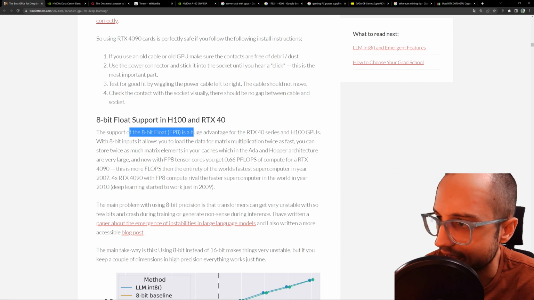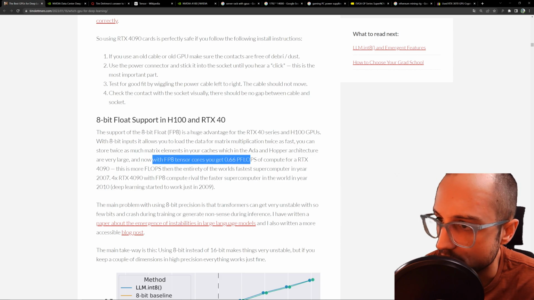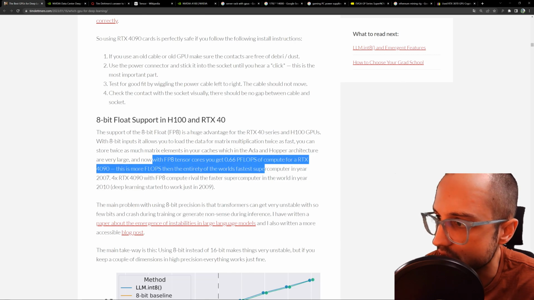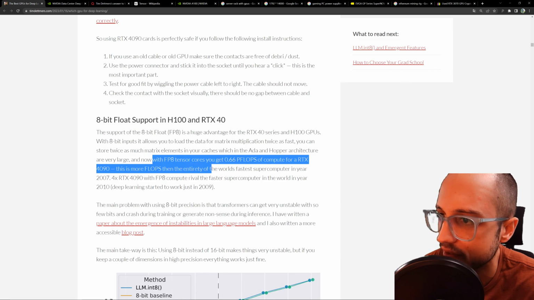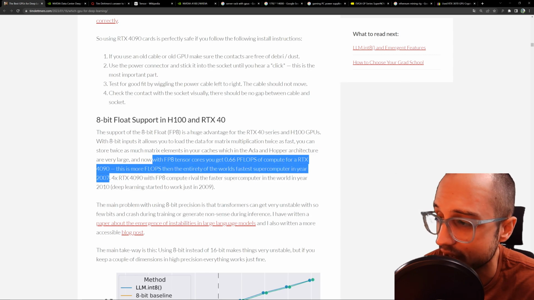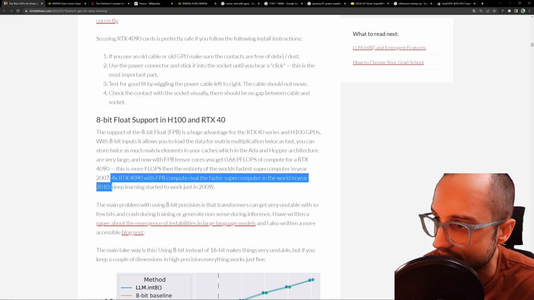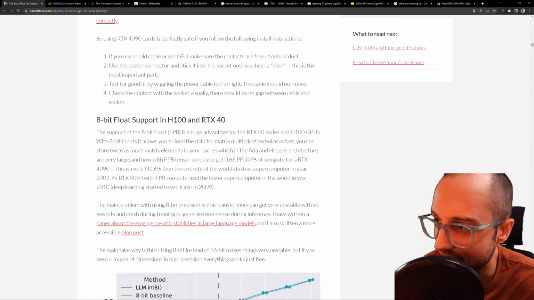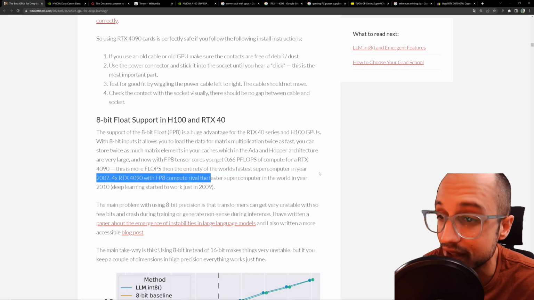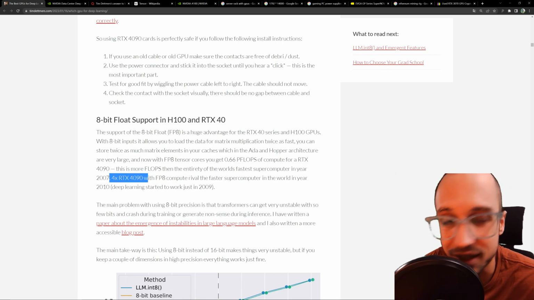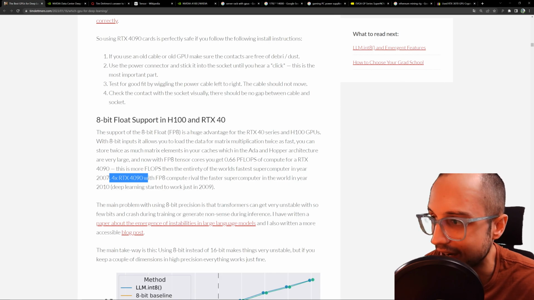This is interesting. With FP8 tensors, floating point 8 tensors, you get 0.66 petaflops of compute from an RTX 4090. This is more flops than the entirety of the world's fastest supercomputer in the year 2007. A 4x 4090 rig with FP8 compute rivals the fastest supercomputer in the world in 2010. I think that's important to remember: even in just 10 years, the fastest supercomputer in the world was probably millions and millions of dollars, right? And you can probably, for less than $50,000, make the world's fastest supercomputer of 2010 in your house.